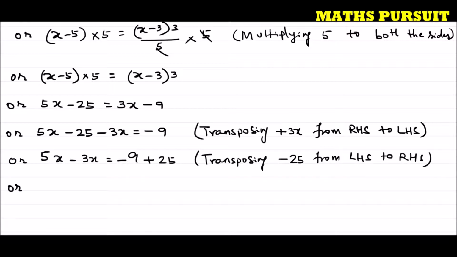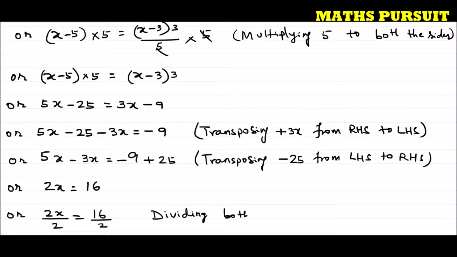Or I can write 5x minus 3x is 2x is equal to 25 minus 9 is 16. So what we got here? We got 2x is equal to 16. Or I can write 2x divided by 2 is equal to 16 divided by 2. What have I done here? I am dividing both the sides by 2.